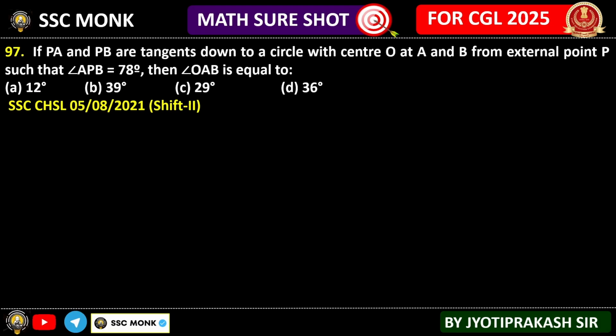Next, PA, PB are tangents drawn to the circle of center O from the external point P such that angle APB is equal to 78 degree. So very basic question. So this is a triangle PAB.